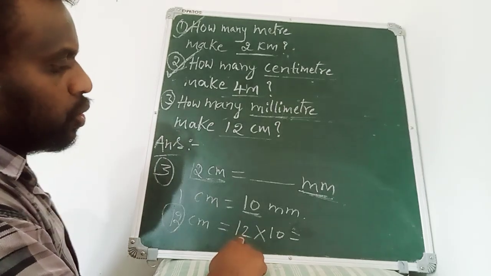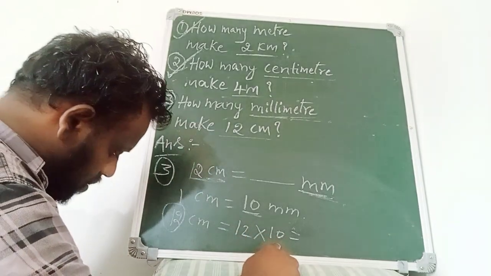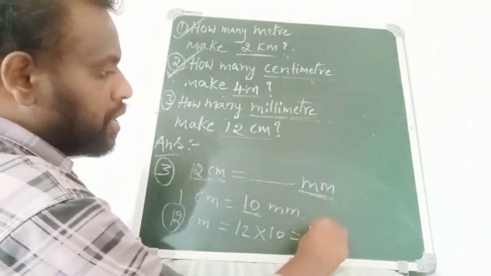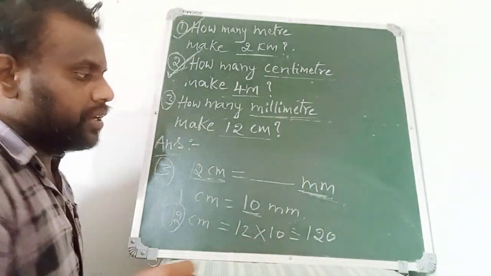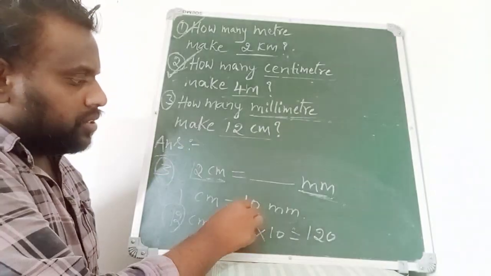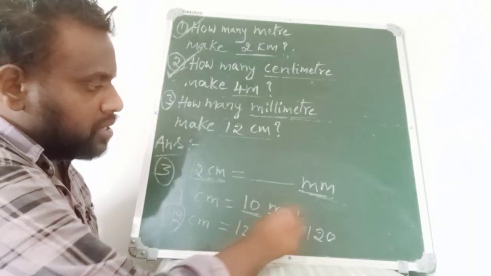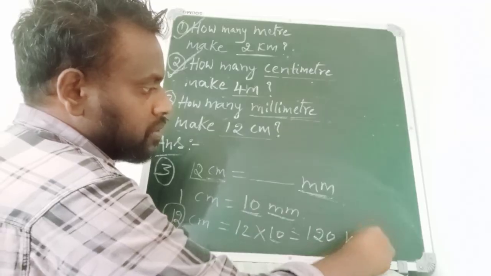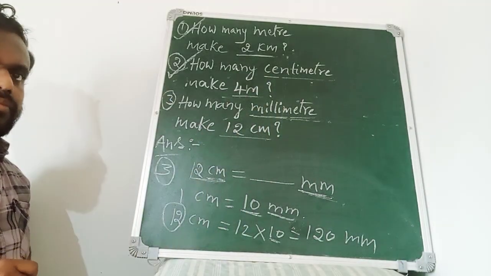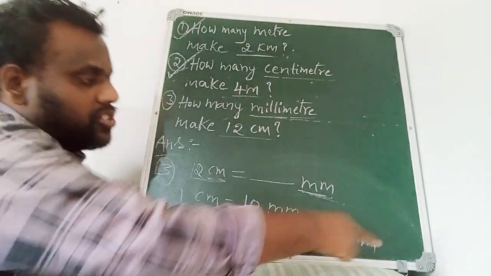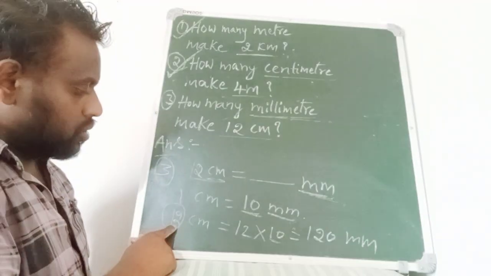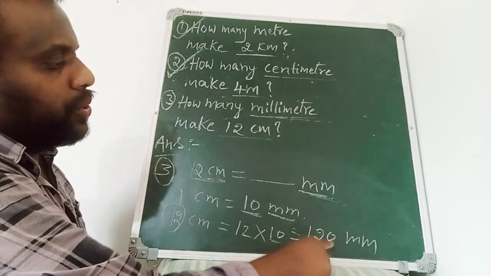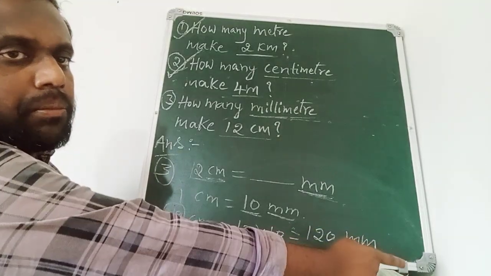Now multiply. 12 into 10. Okay. 12 tens are 120. 120. Okay. This 10 you have taken here, and this mm you have to write here. Okay. Now what does it mean? 12 centimeter is equal to 120 millimeter, mm.